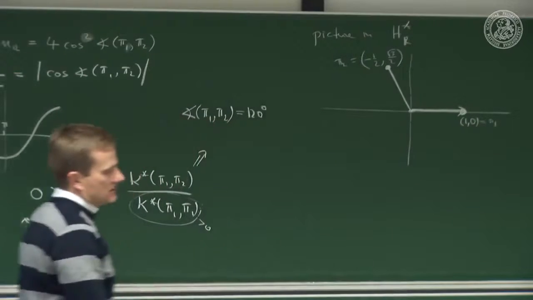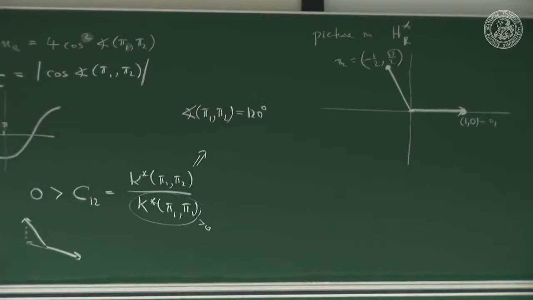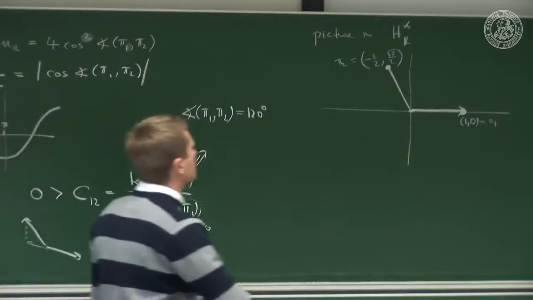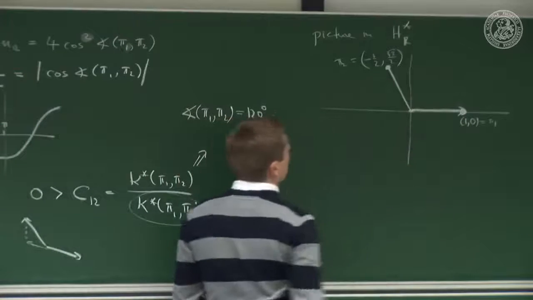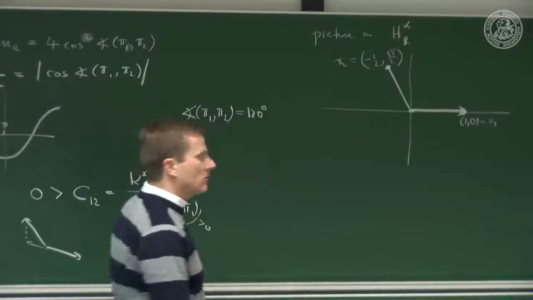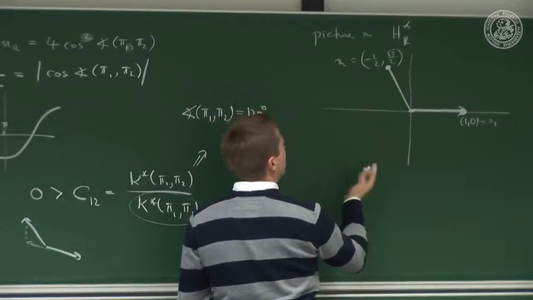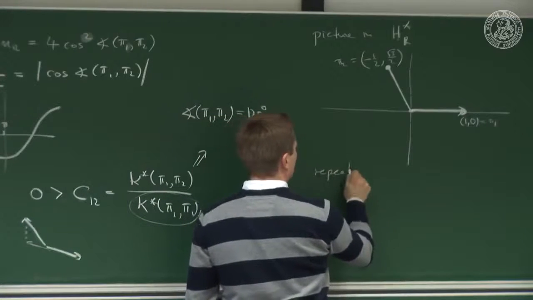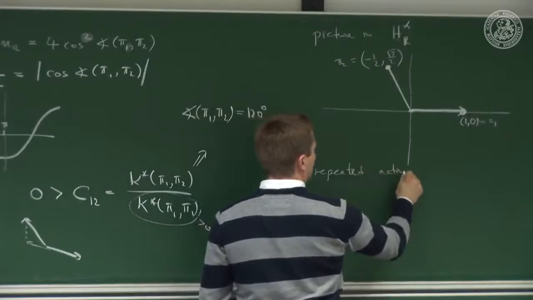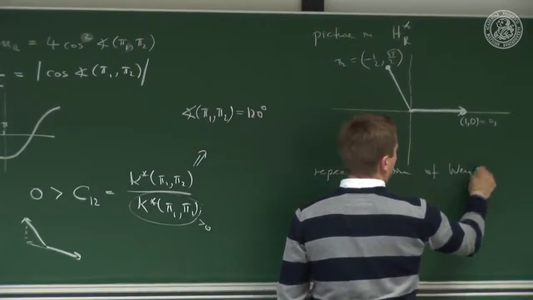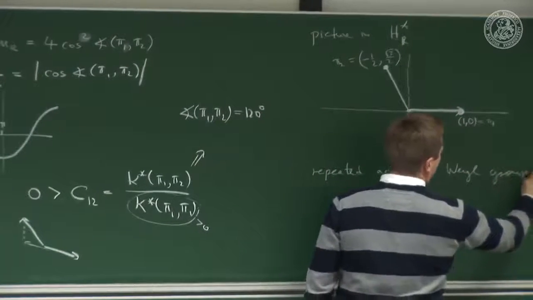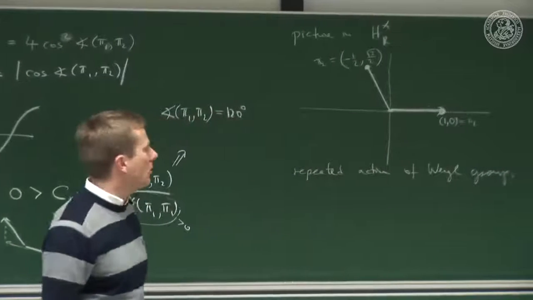Well, at least it generates this. You see, pi1, pi2 are, well, yeah, it's fine. It's these functionals, so it's the space of the functionals. It's two-dimensional. So now, by repeated action of the Weyl group, we should recover all the roots.